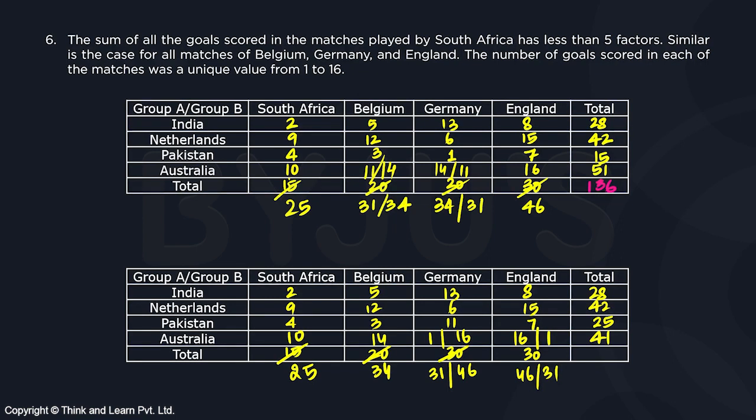If we add all of this, it's not a surprise. It's obviously going to be 136. Reason being, sum of all the numbers from 1 to 16 is 136. Okay. Let's now move over to the questions.